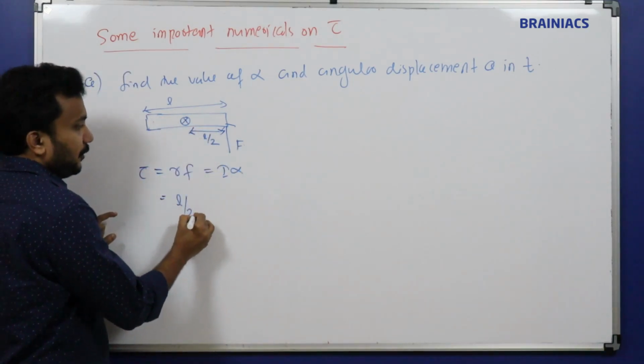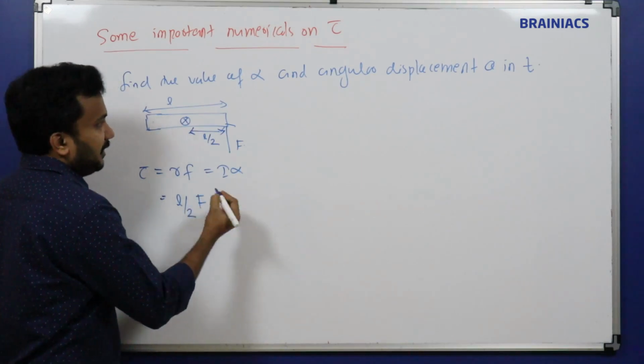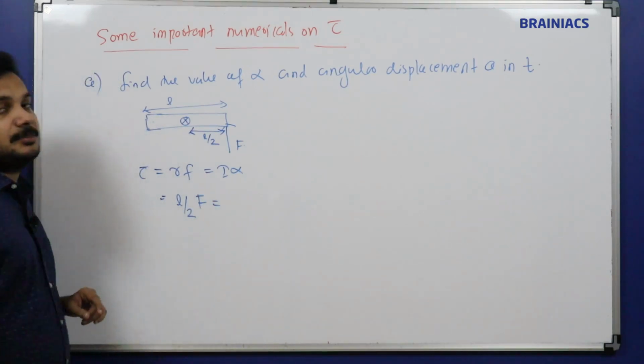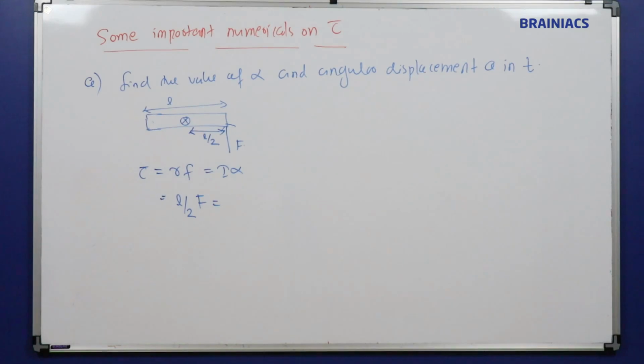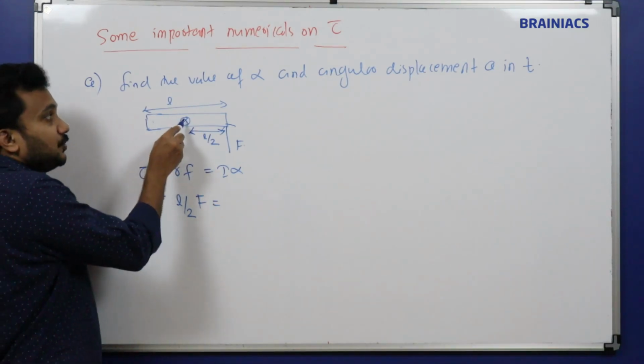So we'll substitute for R, L by 2, and the force is capital F. I is the moment of inertia, where we have to calculate the moment of inertia along the axis of rotation.